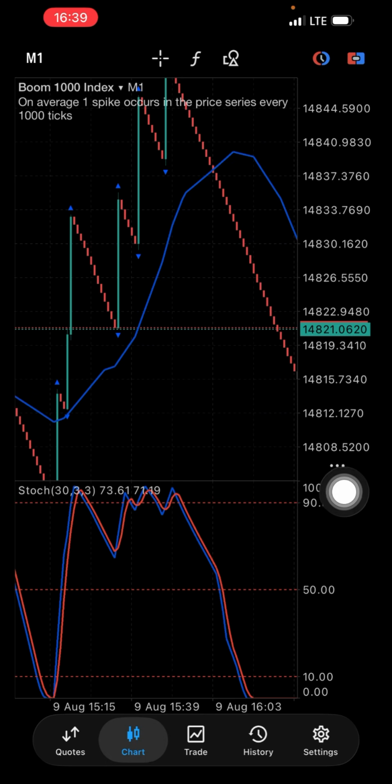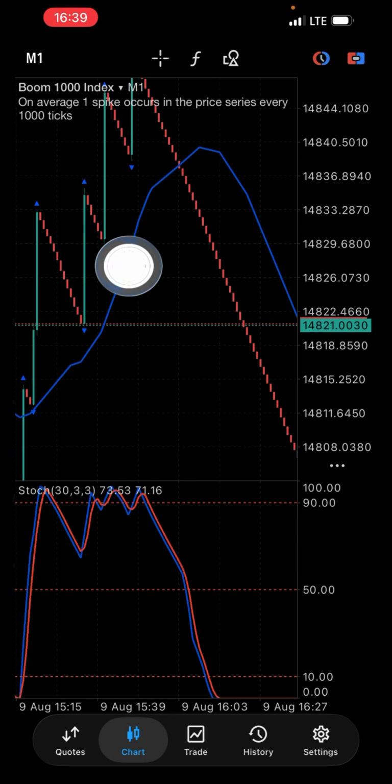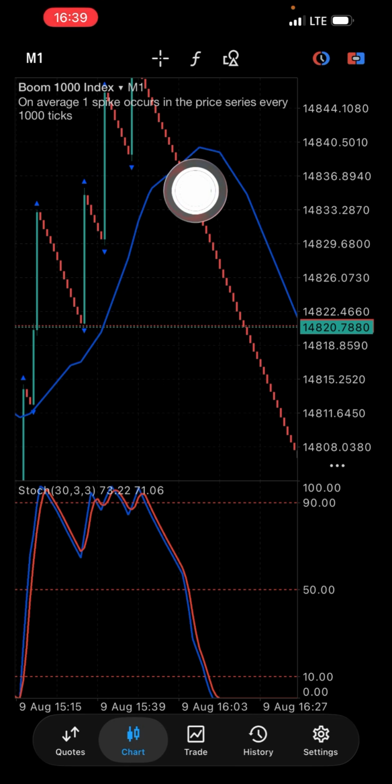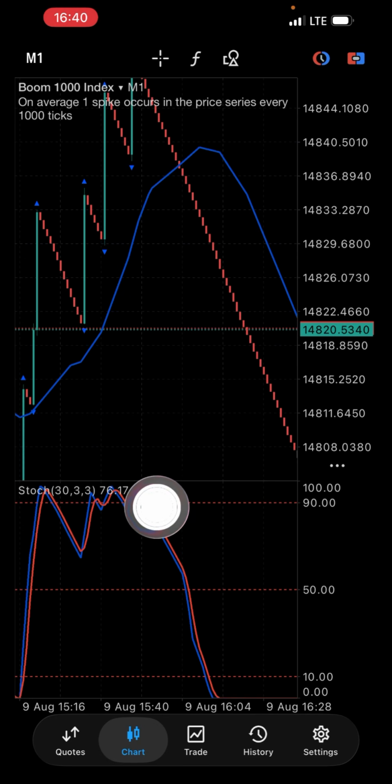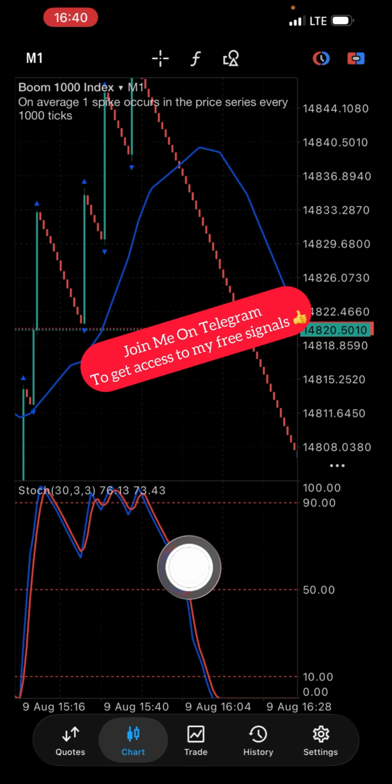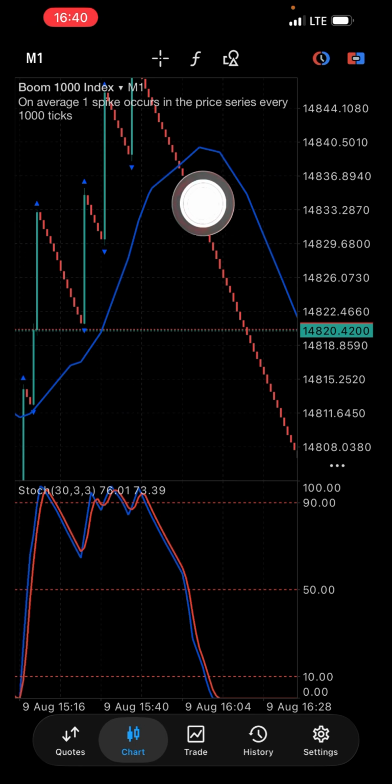Now here on the main chart, you can see that we have this blue moving average. This blue line here will determine our entry. On the indicator, first of all, we want to wait for price to get to the overbought level, and then we wait for it to start crossing below this 50 level. Now this 50 level gives us the first signal of entry, and then on the main chart, we want to also confirm that price is also crossing below the blue moving average. Once price crosses and closes below this blue moving average on the main chart, then it means that we should go in.